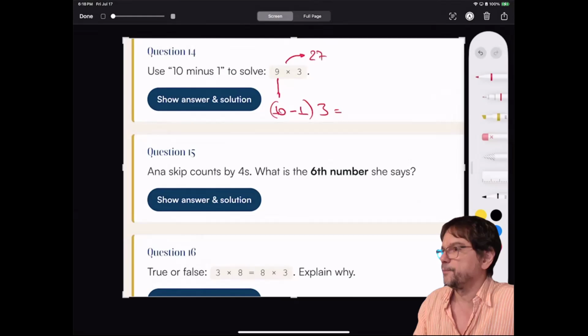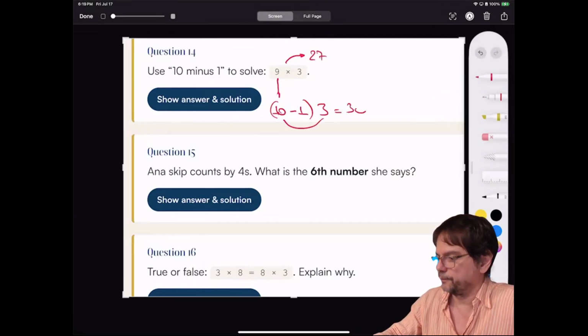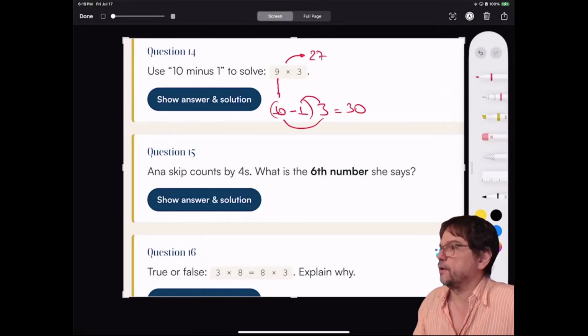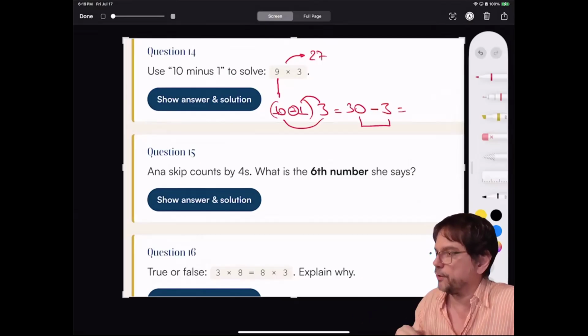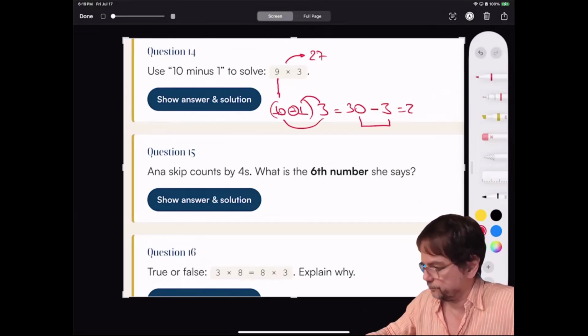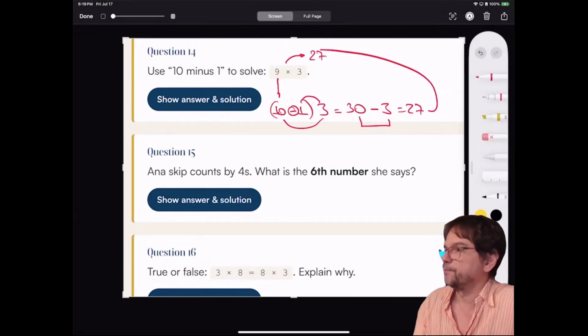What do I do next? That is, what do I do next. You need to, yeah, because you are distributing. But in this case, it is minus. Do you agree? How much is 30 minus 3? You see? Same thing. Different methods. Okay?